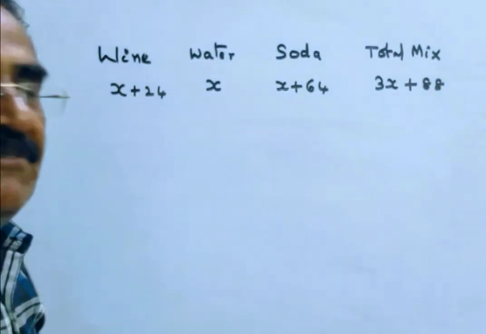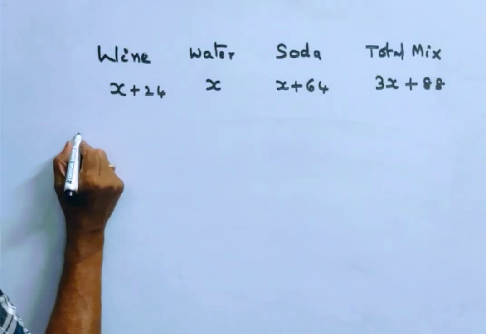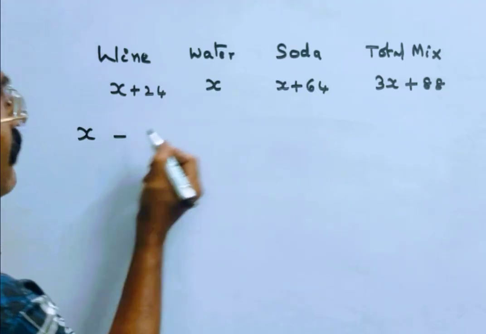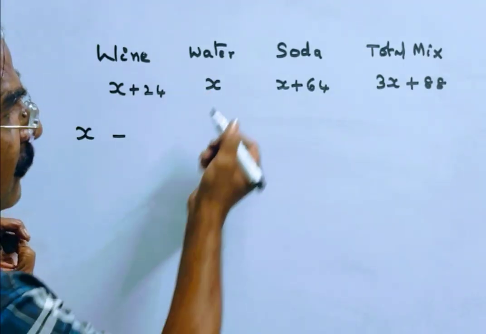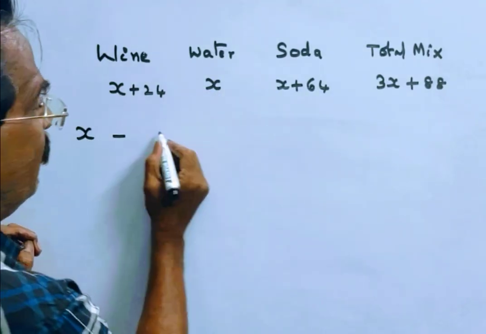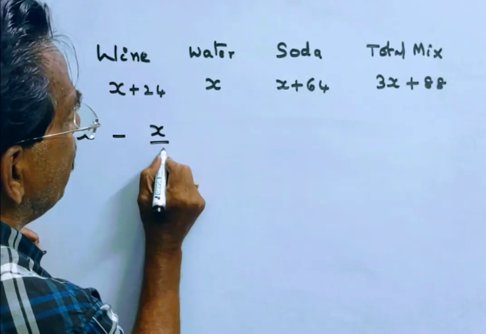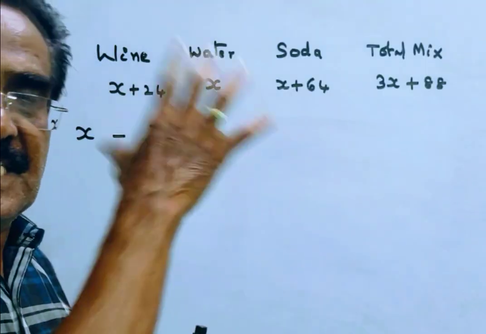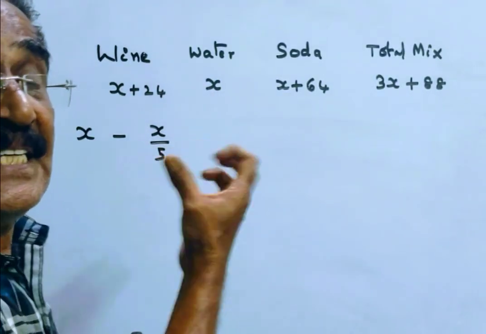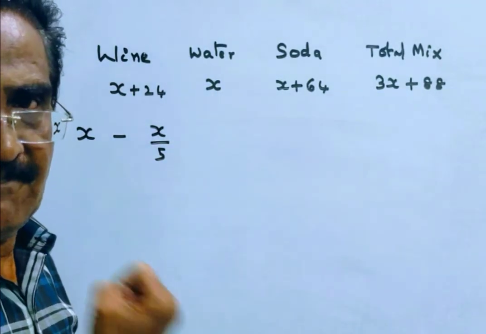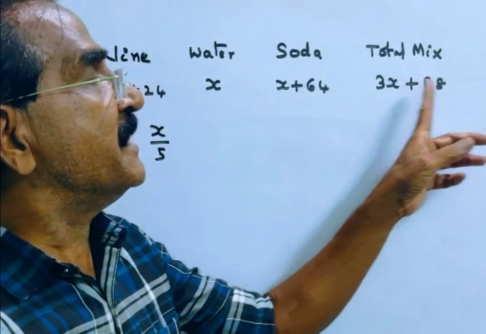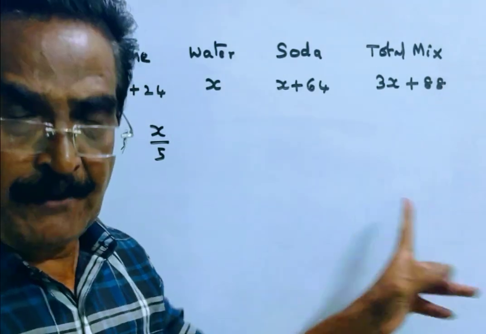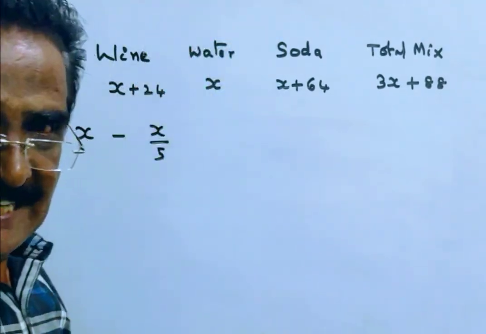Now let us talk about the water. What is the initial quantity of water? x ml, and 20% of water will be drawn. 20% means 1 by 5. So x by 5 water is drawn, and how much water is added? 20% of the mixture. 20% of the mixture is (3x plus 88) by 5. So (3x plus 88) by 5 ml water is added.